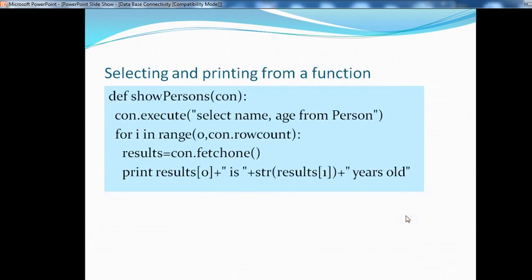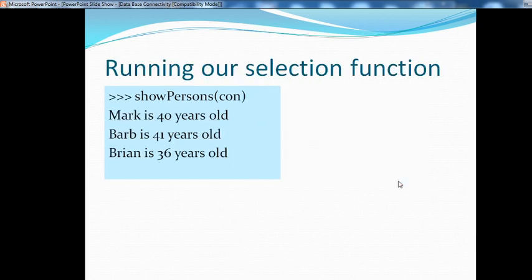Now selecting and printing from a function. How do we select and print from functions? Define one function, show_person(con). Con.execute select name, age from person. Use a for loop, for i in range 0 to con.rowcount, result equals con.fetchone, print result[0] plus str(result[1]) years old. That automatically displays one record at a time using indices.